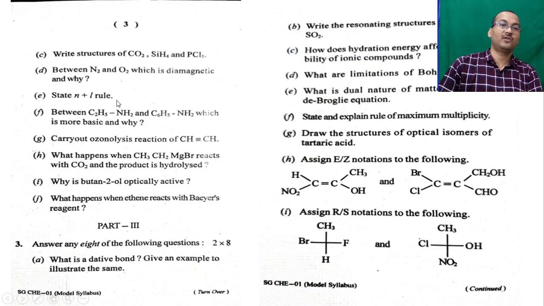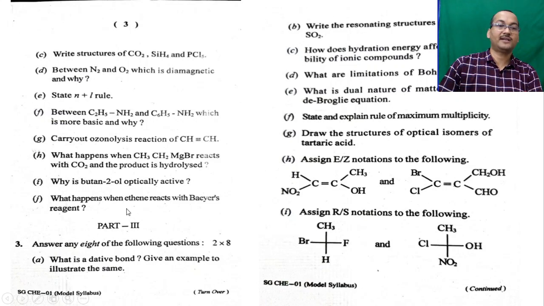Between N2 and O2, which is diamagnetic and why? State n plus l rule. Between C2H5NH2 and aniline, which is more basic and why? Carry out ozonolysis reaction of acetylene. What happens when ethyl magnesium bromide reacts with carbon dioxide and the product is hydrolyzed? Why is butan-2-ol optically active? So you need to explain. What happens when ethene reacts with Baeyer's reagent?